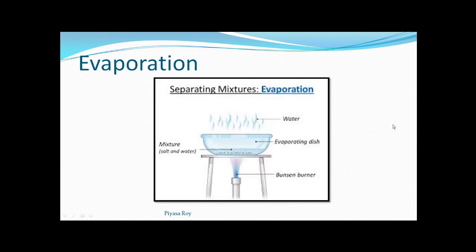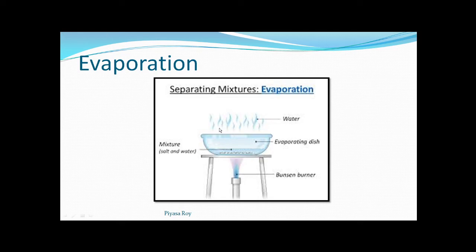Next, the evaporation process. This is a very well-known process. Using this process, we can make salt from seawater. Here we take a mixture of salt and water in this evaporating dish, and using a Bunsen burner, we heat the mixture. As we heat it, the temperature of the water rises, and the water converts from liquid state to vapor state.